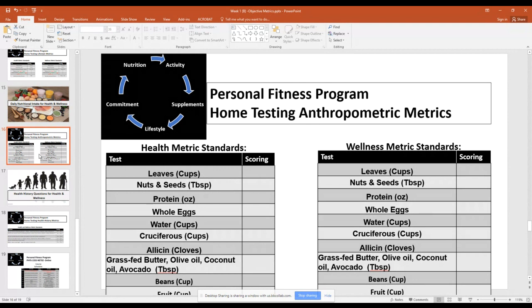Nuts and seeds, again, almonds, cashews, sunflower seeds, flax seeds, chia seeds, not the salted and roasted varieties, however, honey nut coated, right? We're not counting those. These are plain, unsalted, or unroasted raw nuts and seeds.